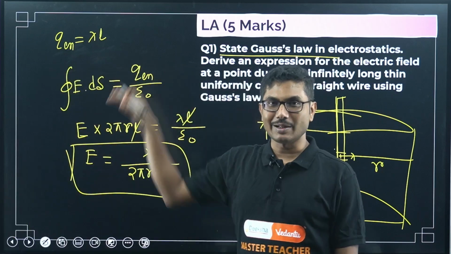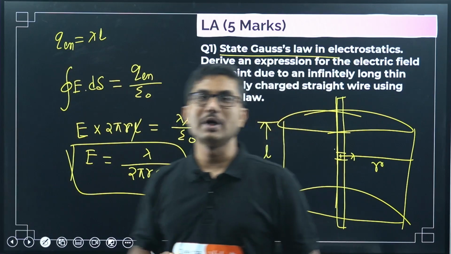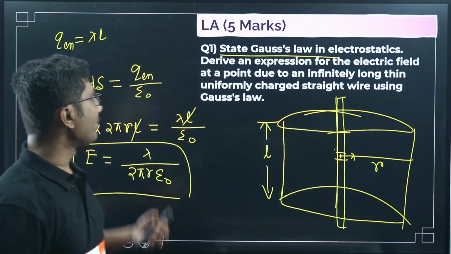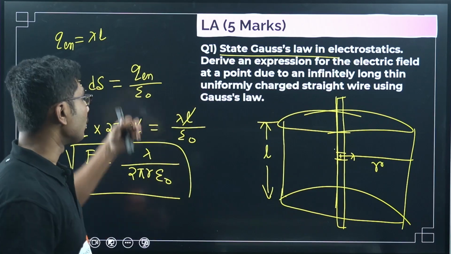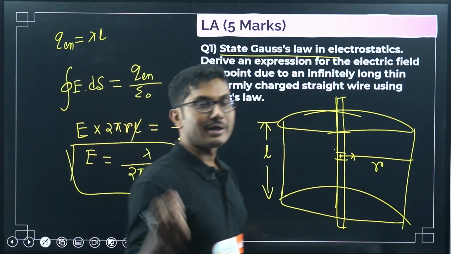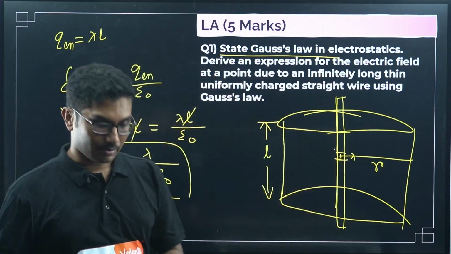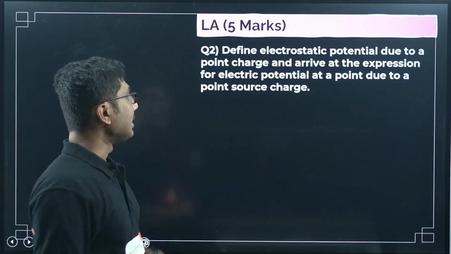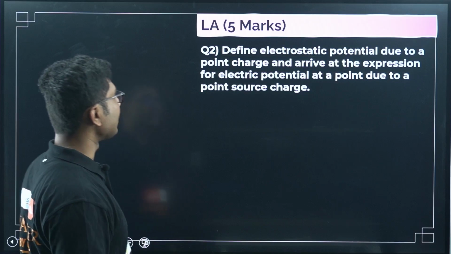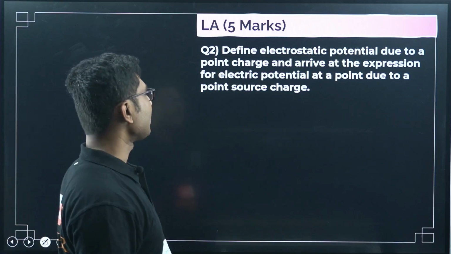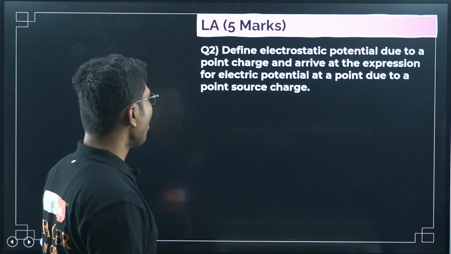This is just the basic structure. You have to do the description. You have to mention what is E, what is Q enclosed, what is lambda, what is L. If you do not describe the terms, they will deduct marks, and if you do not draw the diagram, they will definitely deduct marks. Now, define electrostatic potential due to a point charge and arrive at the expression for the electric potential at a point due to a point charge.